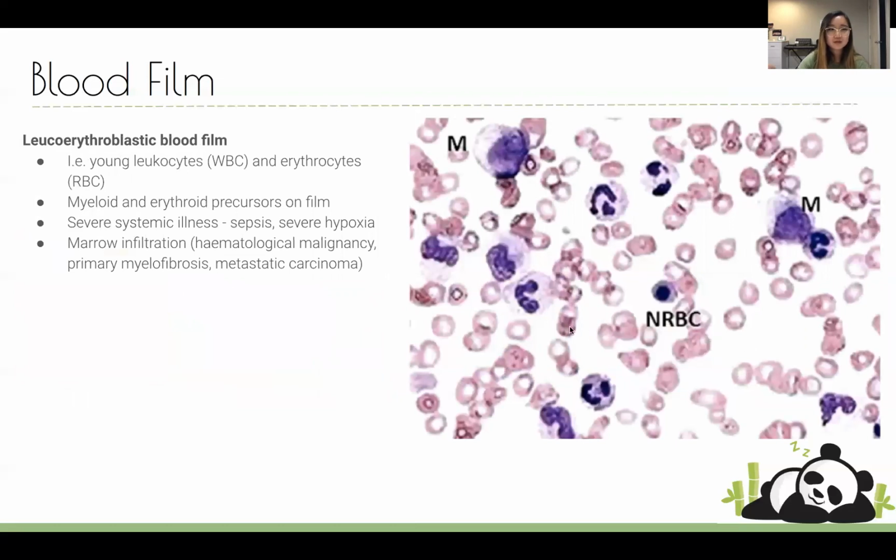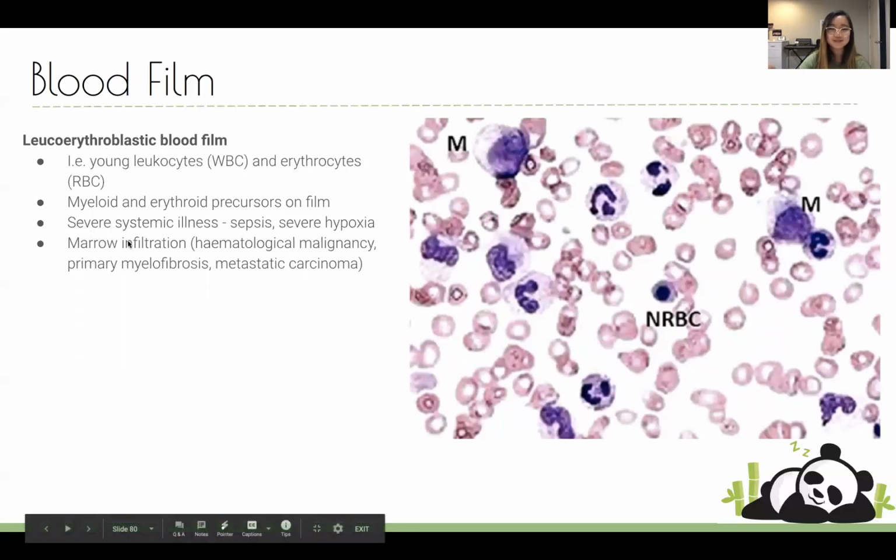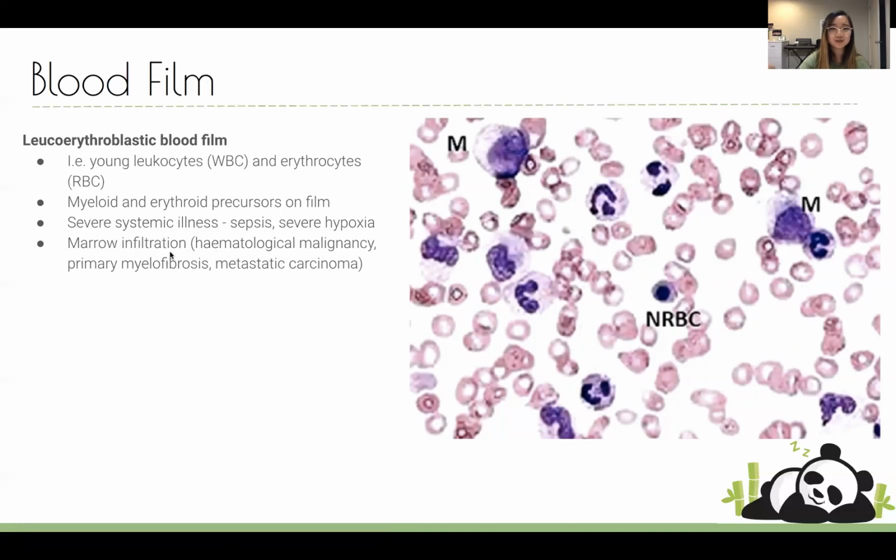This is a leukoerythroblastic blood film. So split that into smaller words. Leuko, white cells, erythro, red cells, blastic, so young cells. So young white and red blood cells. That's essentially what it looks like. It's a little bit hard to tell. I don't think you have to know too much about it. It happens in severe systemic illness and marrow infiltration, because if your marrow is going wrong, then you can't make these cells.